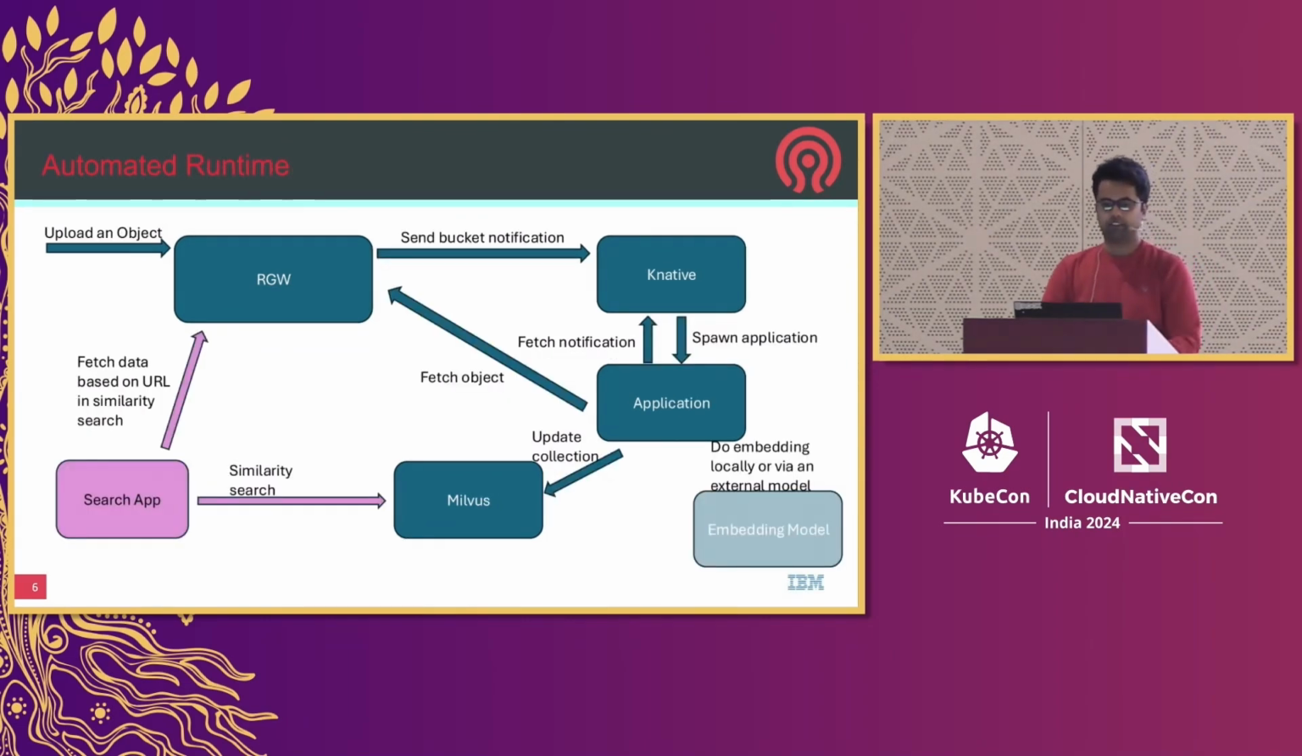Now this is again a more explained way of how the approach works. First I will upload an object to the RADOS bucket or S3 bucket. It will send a notification. The notification will be served by the Knative solution. Then the application which we have developed will fetch the object, create a vector, and update the Milvus collection, basically.